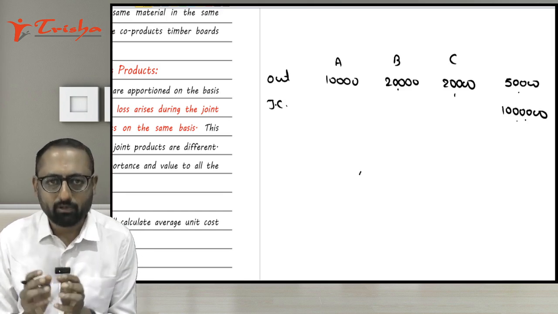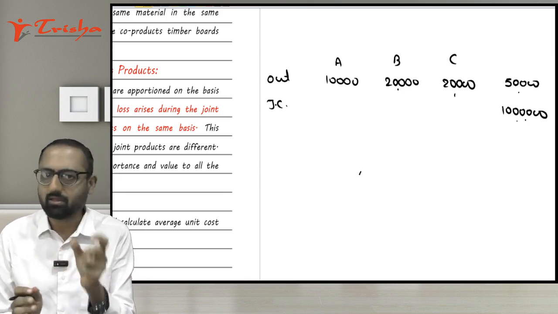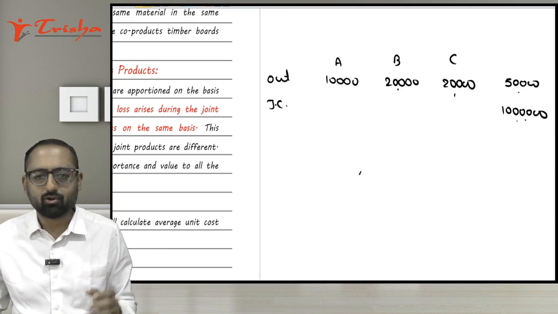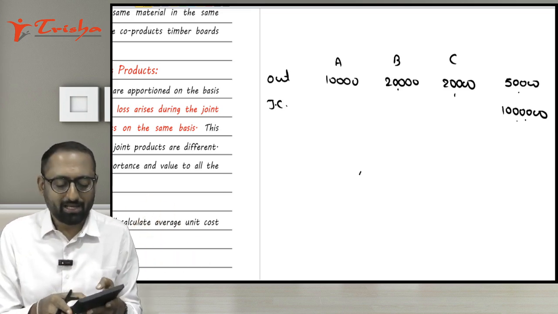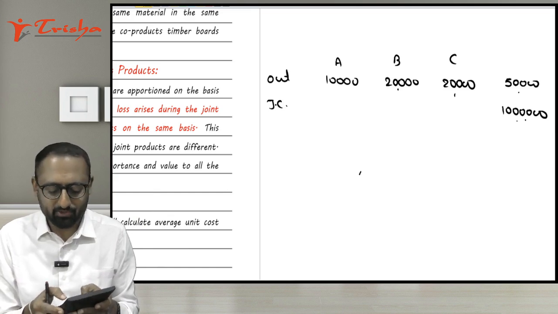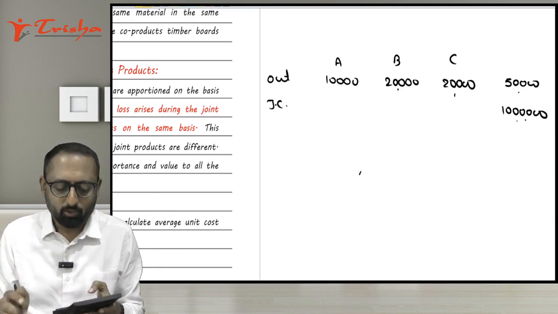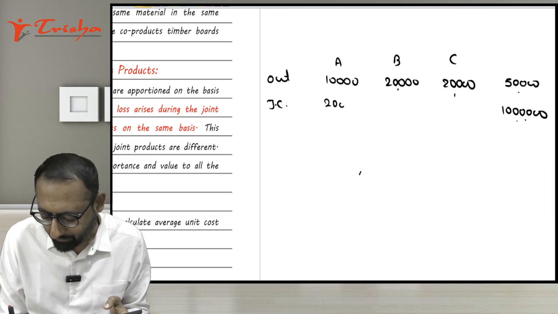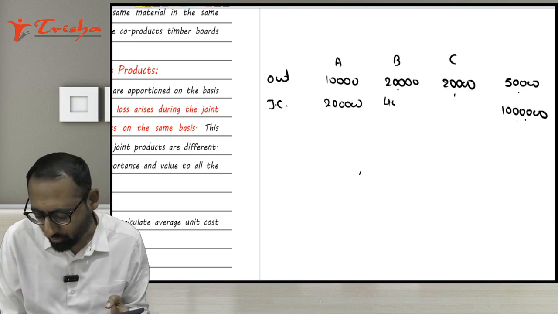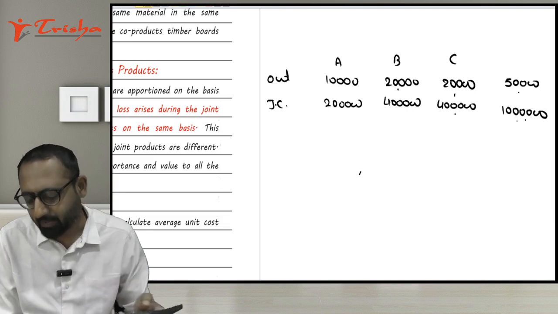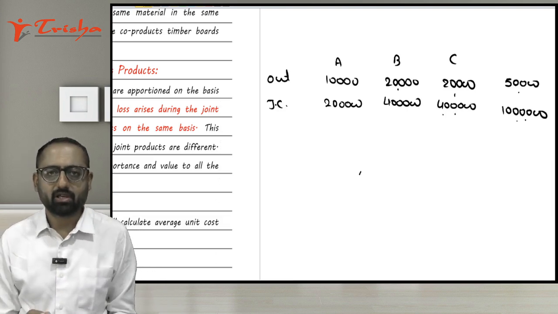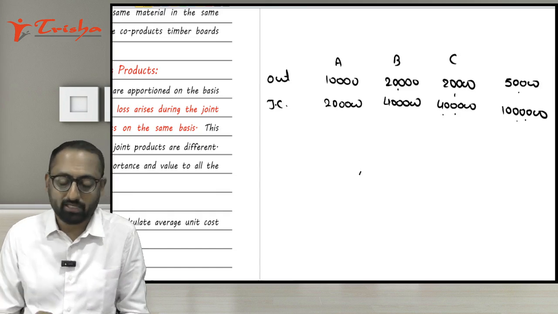Now this 10 lakh will be allocated to product A, B, C in the ratio of physical quantity. So physical quantity, you can check that 10,000 is to 20,000 is to 20,000. So simple. So 10 lakh is your joint cost multiplied by 10,000 divided by 50,000. Your answer comes to 2 lakhs. Then for B, joint cost will be 4 lakh, and C, joint cost will be 4 lakh. So it is a very simple method, where joint cost is allocated on the basis of physical output.